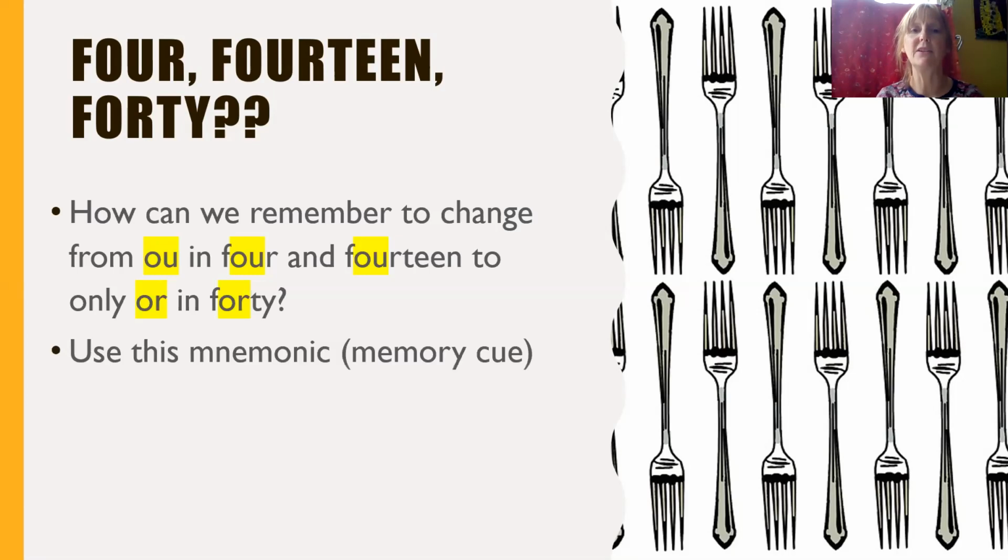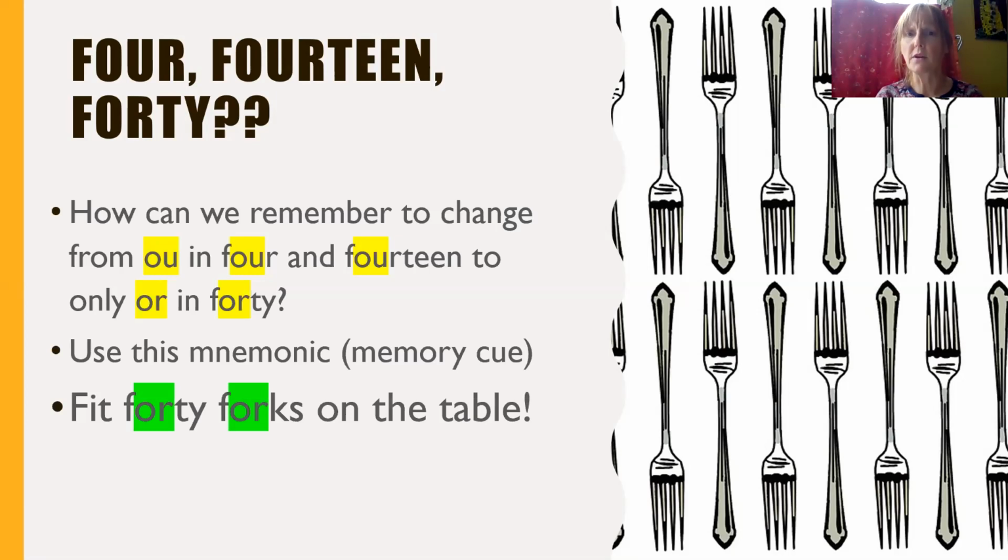Well, I have a little mnemonic, and a mnemonic is just a memory cue, and this is it. Fit 40 forks on the table. 40 forks, they both follow this OR rule. It's in the middle of the word, 4 and 4, 40 and forks. They're spelled with F-O-R, the typical spelling of the or sound in the middle of the word. And that should help us remember to spell 40 differently from 4 and 14.